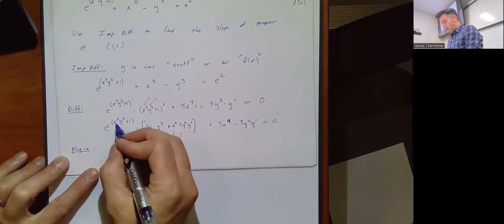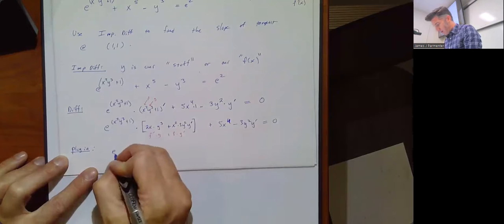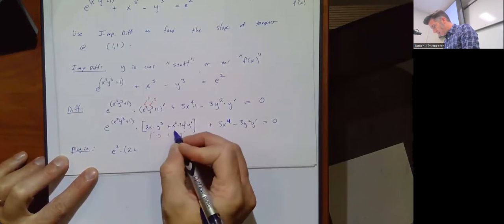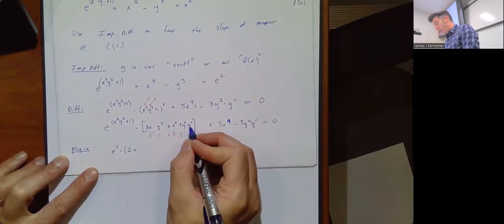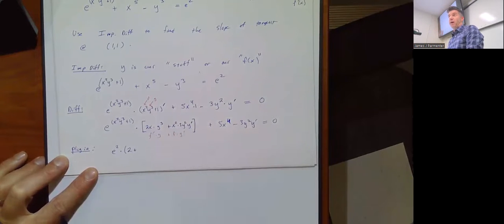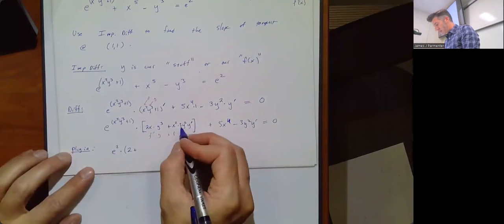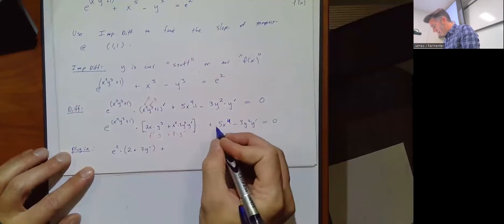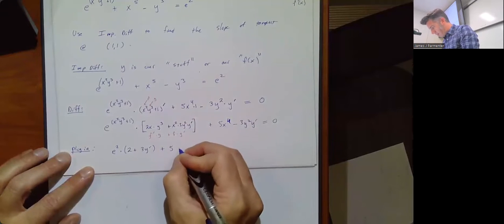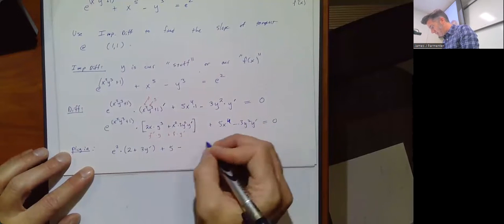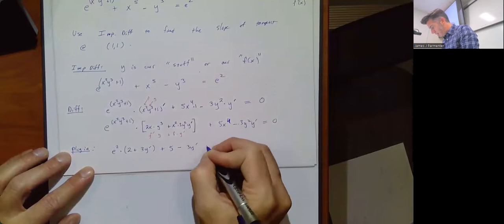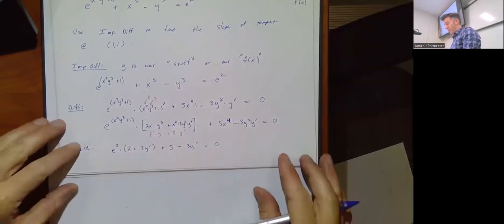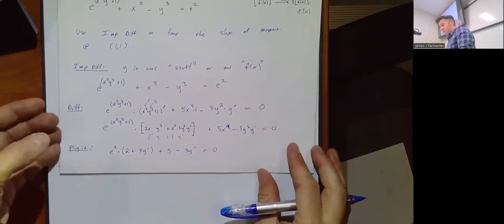So I'm going to get e to the 1 times 1 plus 1, which is e squared, times 2 times 1 times 1, plus 1 times 3 times 1 times y prime. y prime is still y prime, right? It's not going away. So I get 1 times 3 times 1, which is 3 y prime, plus 5 times 1 to the 4th, which is just 5, minus 3 times 1 times y prime, which is 3 y prime, equals 0.